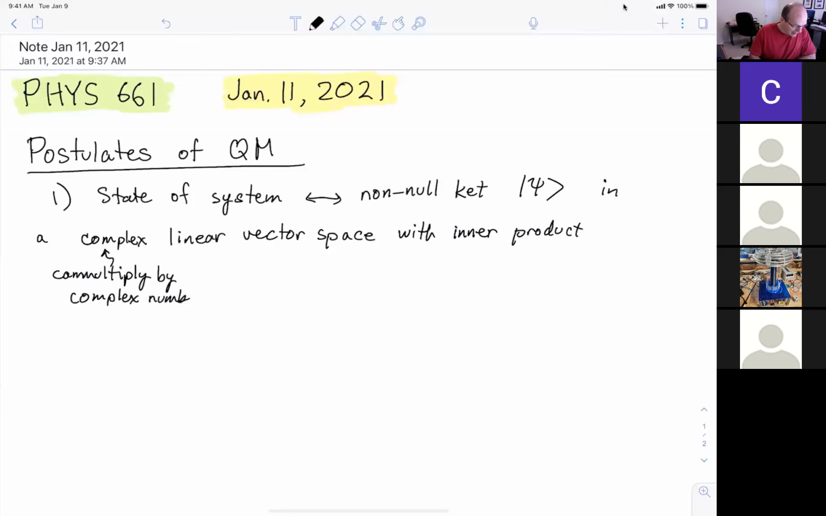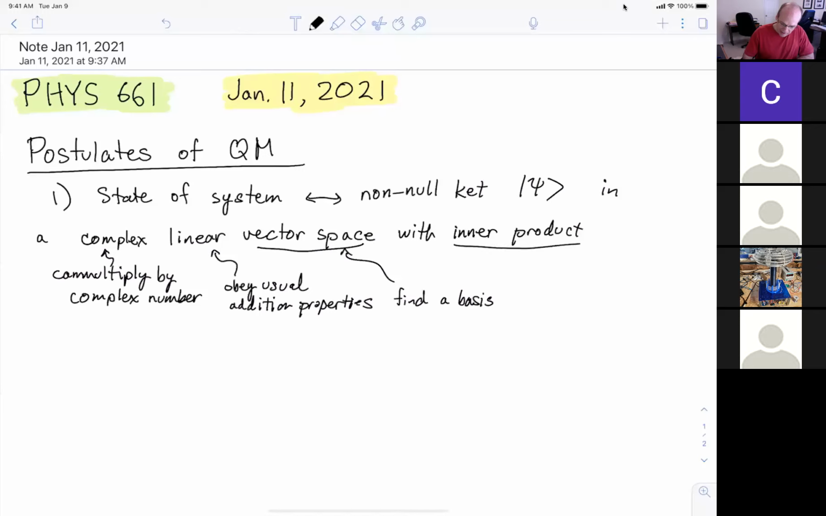And linear means you can add them, and then they obey all the usual addition properties. Okay, and the fact that it's a vector space means that you can find a basis for all your states. And the inner product means, well, we write it like this. Psi1, psi2 is the inner product between two states. And importantly, it's a complex number, not a real number.